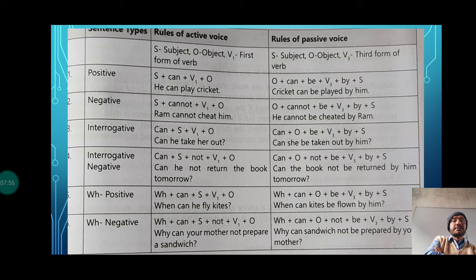This is the breakup. Negative: subject plus cannot plus first form of verb plus object. He cannot cheat him. And he cannot be cheated by Ram. Interrogative. Once again, can he take her tour? Can plus subject, can comes before the subject, plus first form of the verb, and in passive form it always becomes the third form of the verb, or participle form of the verb, preceded by be.